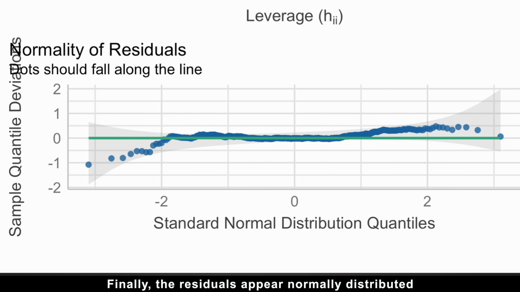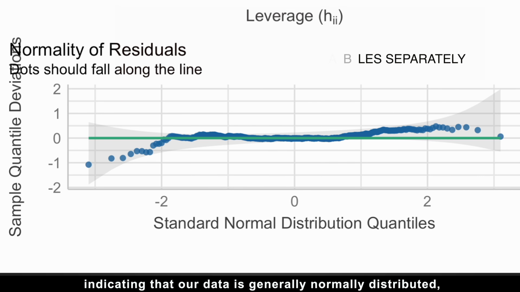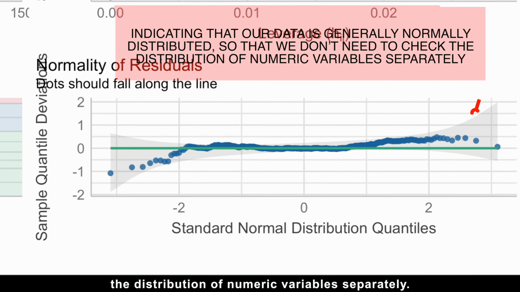Finally, the residuals appear normally distributed, as they stay inside the confidence intervals of the regression line, indicating that our data is generally normally distributed, so that we don't need to check the distribution of numeric variables separately.